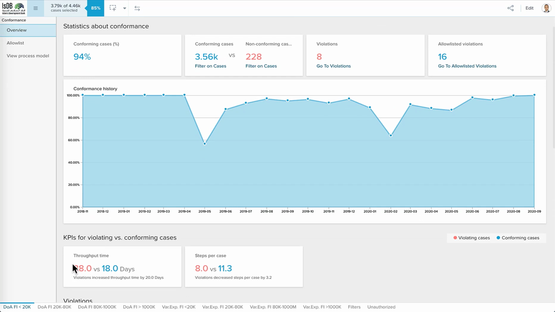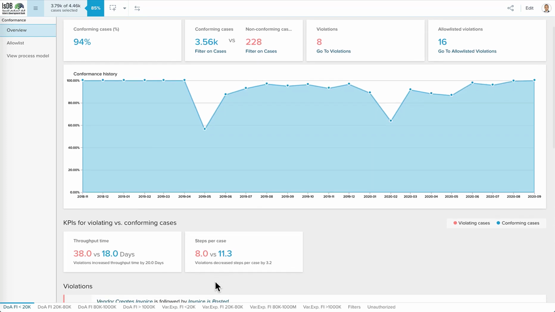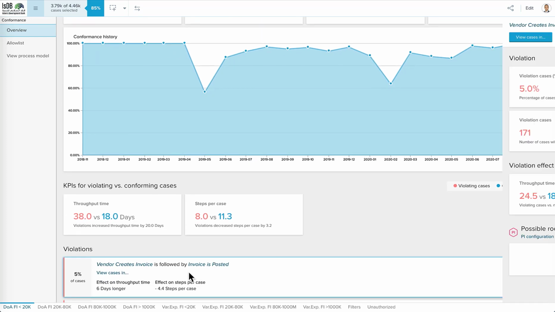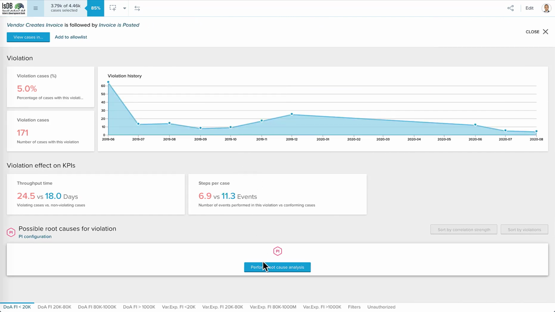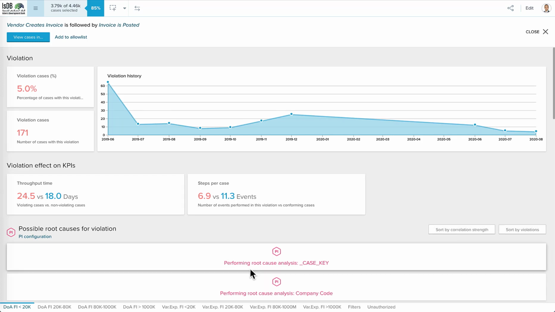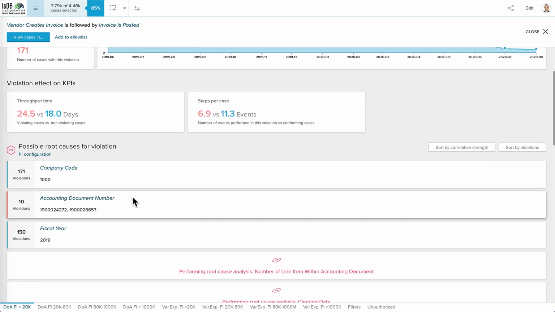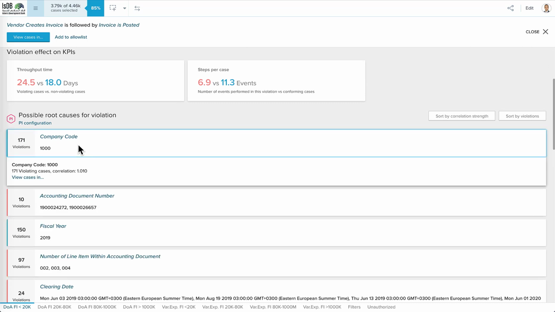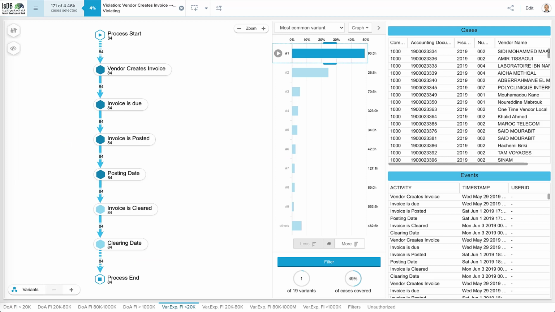Notice how the non-compliant cases are taking 20 days longer, even though having fewer process steps overall. By opening a specific violation category, we can see more details about this type, and we can run an automated root cause analysis, which finds that the majority of the violations are associated with a particular company code. We can further examine these cases in the Variant Explorer, where we can spot patterns and zoom on individual cases.